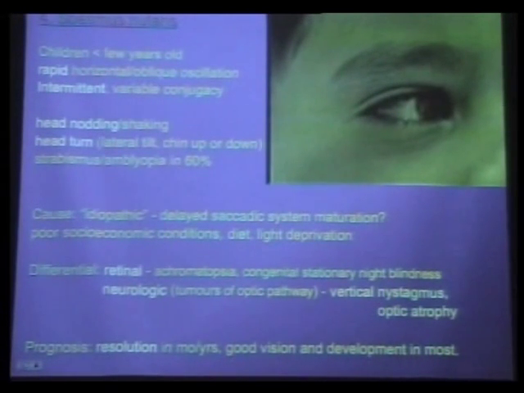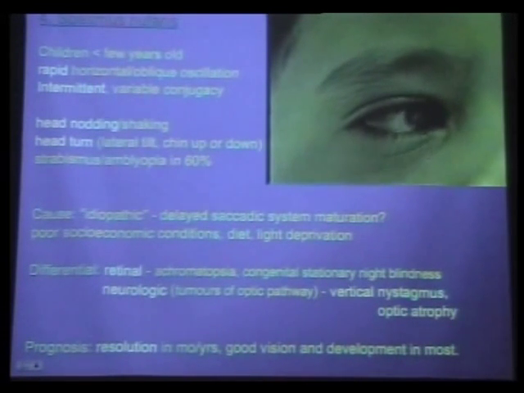The differential, though, is not really idiopathic; there are a few things that aren't idiopathic that you need to think about. One is that in some of these people there may be associated retinal disease. Occasionally neurologic problems, and the scary things here are tumors of the optic pathway. Some clinical clues that might tell you something more worrisome are that the nystagmus is vertical, not horizontal or oblique, and there's optic atrophy.